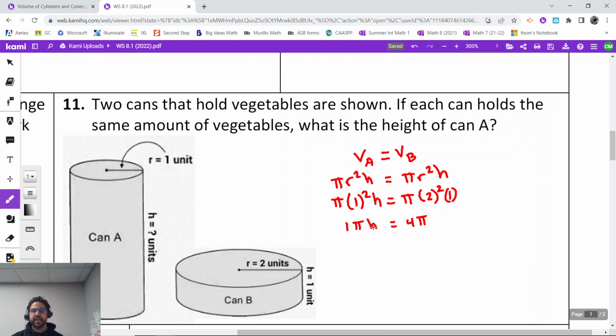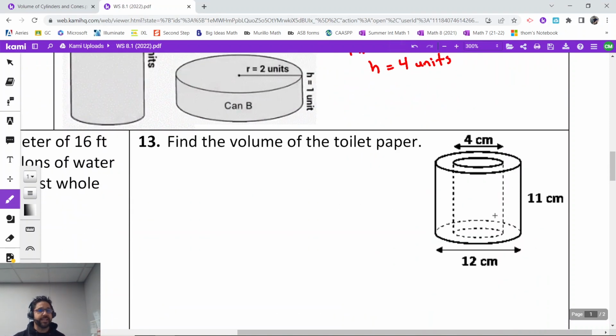So to find the height, we would just divide both sides by 1 pi, because again, we're trying to isolate that variable. Divide by 1 pi. The great news about this is the pi's divide out, so you don't even have to use your calculator really. So that means the height is going to be 4 divided by 1, so it's going to be 4, and we don't have inches or centimeters, so we just have our generic unit, so 4 units. But the key thing is setting them equal to each other and solving for the unknown. Whereas on number 13, just like the last example we did, you're going to go ahead and find them separately and then subtract.